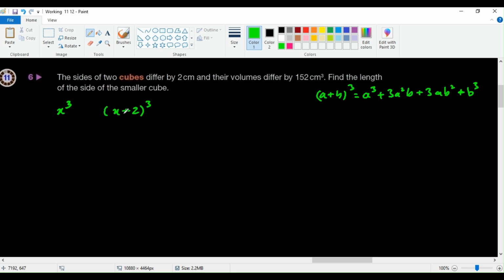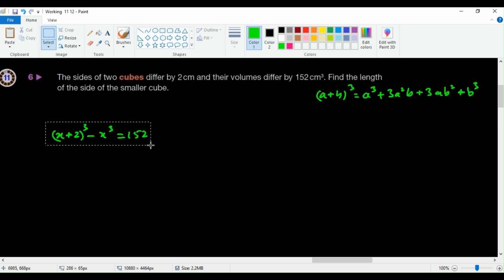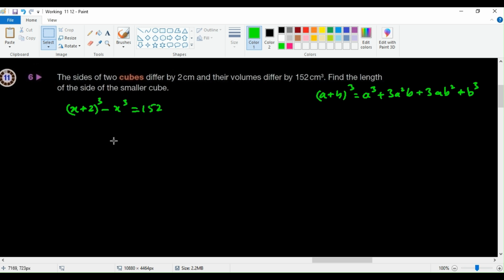Now, according to the given condition, it's saying that x plus 2 whole cube is subtracted by x cube to give you 152. From the larger one, if the smaller one's cube is subtracted, you get 152. For better understanding, now I am going to remove this. This was to make you understand. And now you have x, which will be considered as a, and 2 will be considered as b. So now once we solve this, we are simplifying this.